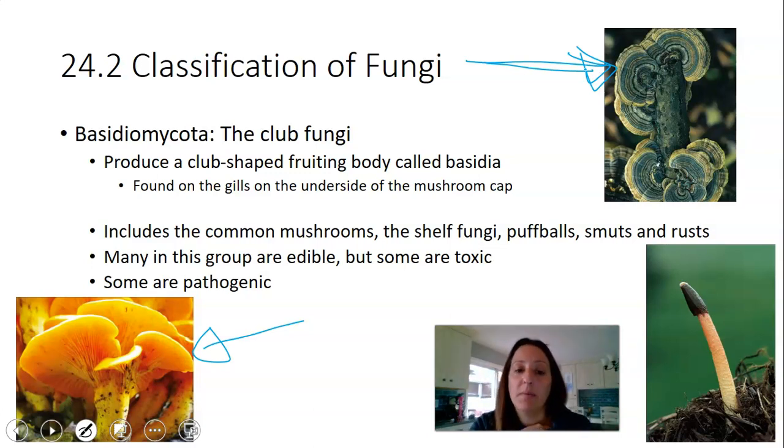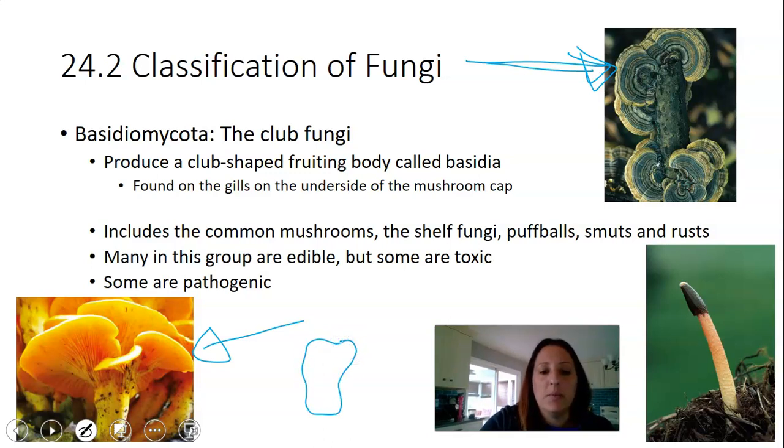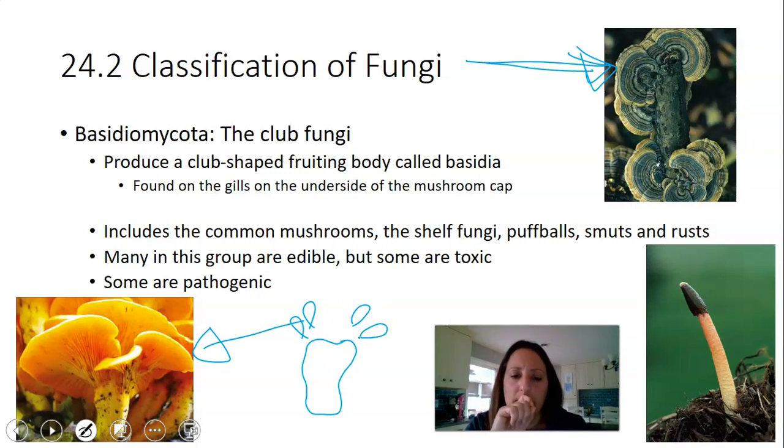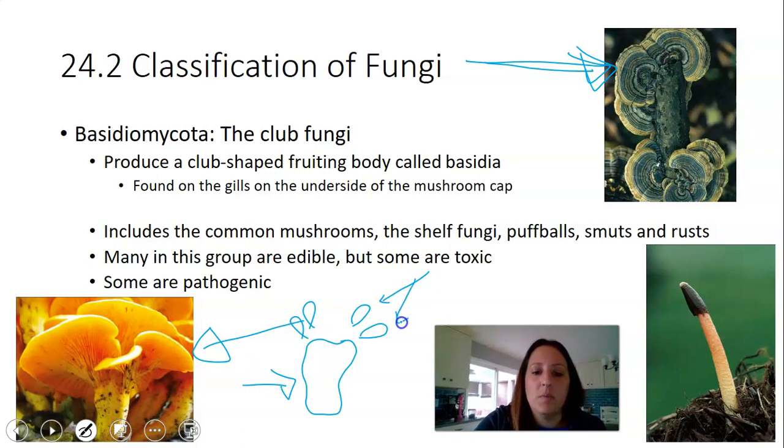And the reason why they're called the club fungi is because on their gills, what we're going to find, and you're going to see these in lab as well, and on the next slide I'll show you too. On the gills, there's going to be these little club-shaped structures that are going to produce spores. Spores usually have like this teardrop look to them. So this would be the basidia, the club-shaped structure. And these are the basidiospores, all 4 of those. Okay. Some of these guys are edible, but some are toxic, and many are pathogenic.